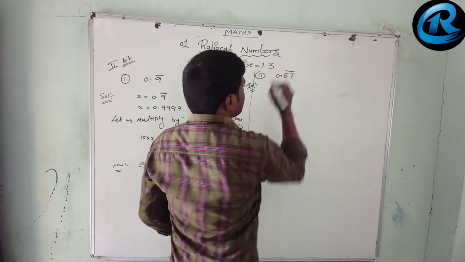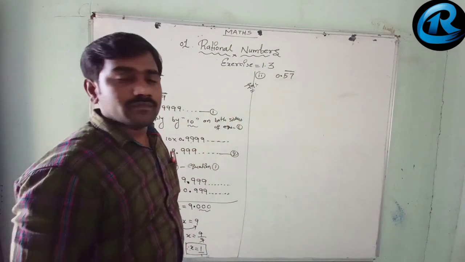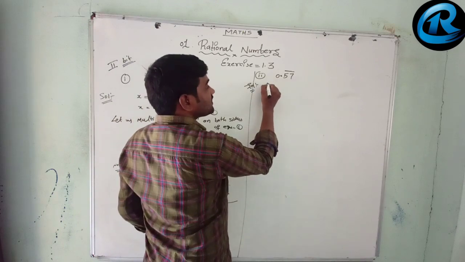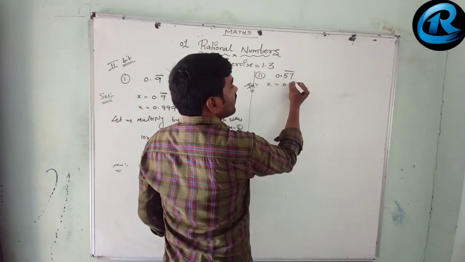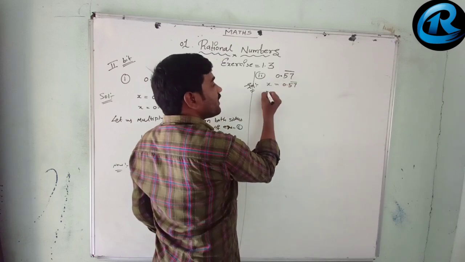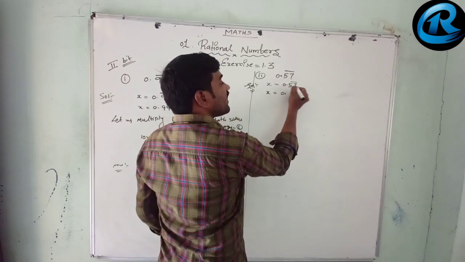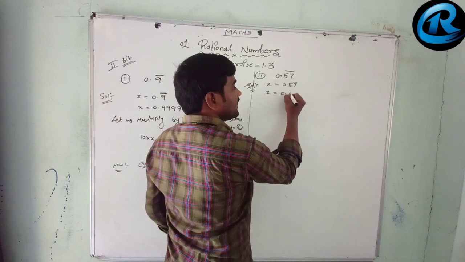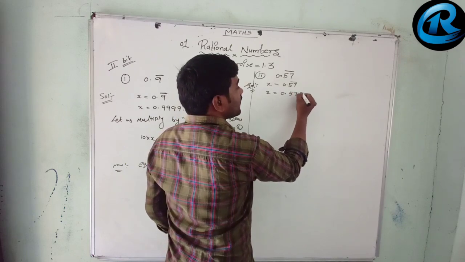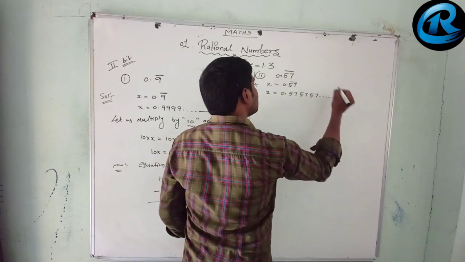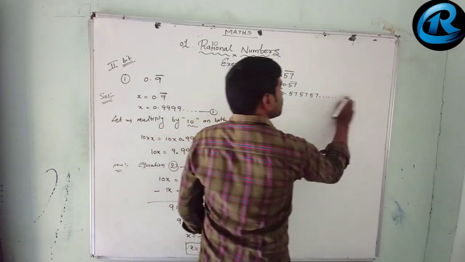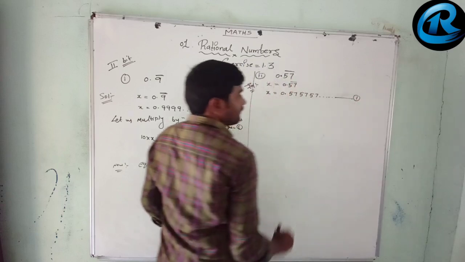0.57 bar. So see that first you assume this as x equals 0.57 bar. What is the meaning of the bar? That means the digits 5 and 7 repeat infinitely. 5 and 7 repeat infinite number of times: 5 7 5 7, 5 7 and so on. It repeats like this. So it is equation number 1.